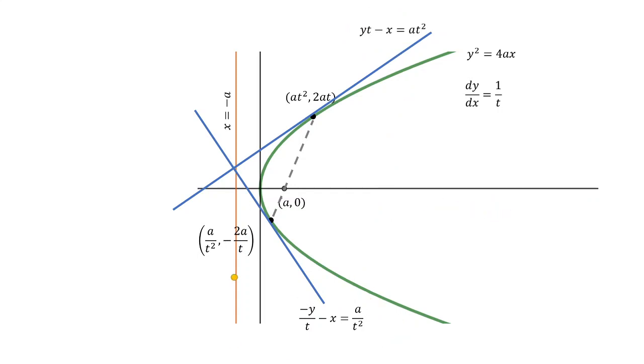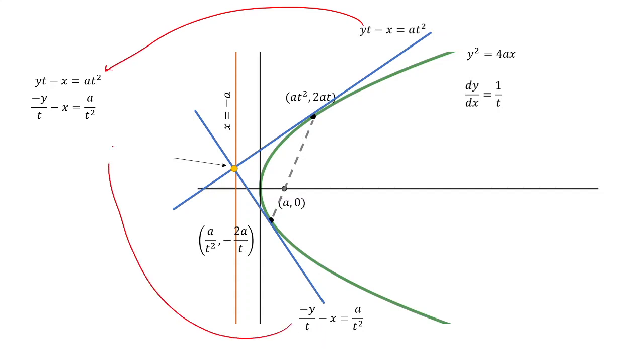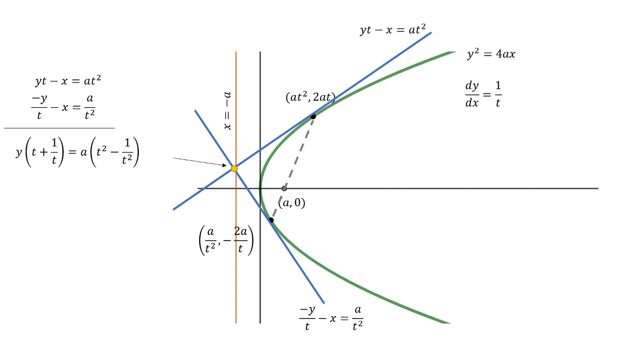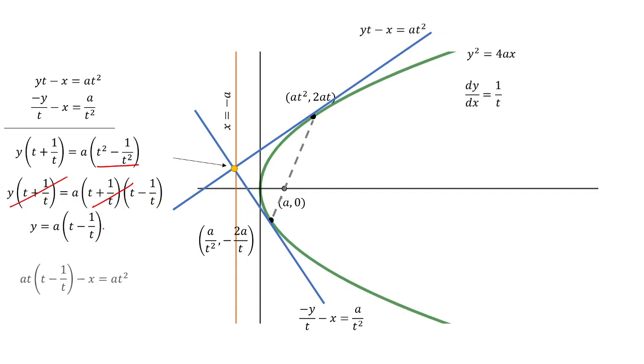Anyways, and then you can figure out this point of intersection, you can solve them. So you have these two equations, this one from here and this one from here. How do you solve it? You can just subtract them. So when you subtract them, you get this thing, and t square minus 1 by t square, solve it a little bit, factorize, cancel it out. What happens? Y is equal to a t minus 1 by t, fine.